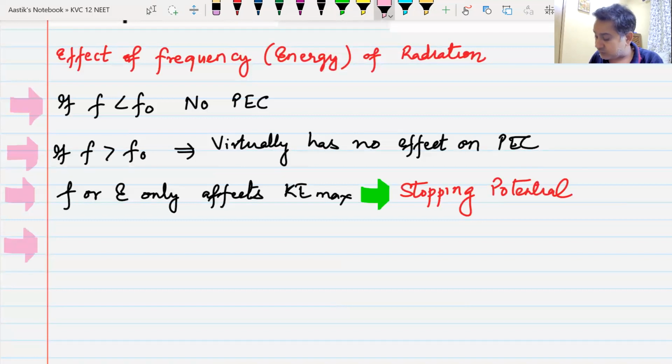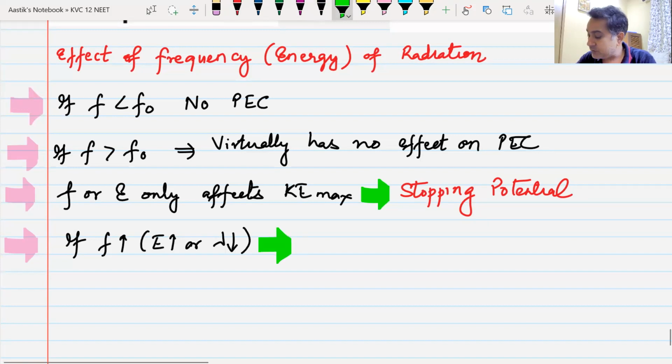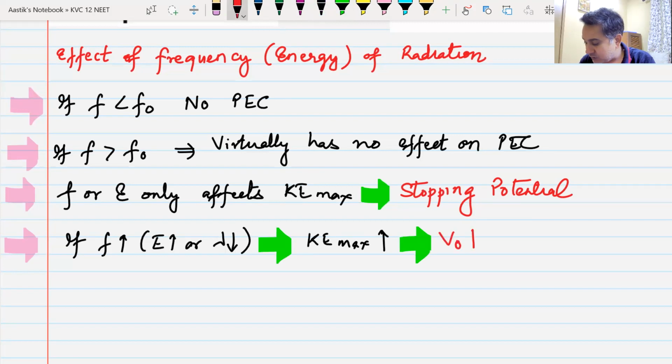You can write this like this also, just to understand. If you increase frequency, which basically means you increase energy, or you decrease your wavelength, remember, this must be greater than the threshold frequency. Then your kinetic energy maximum increases. That again implies your stopping potential V naught increases.